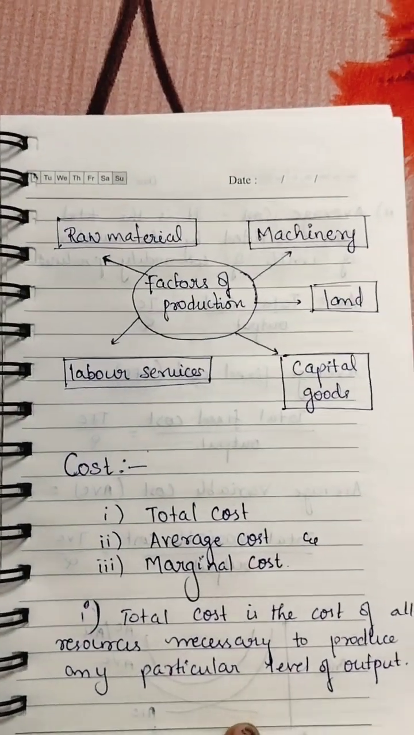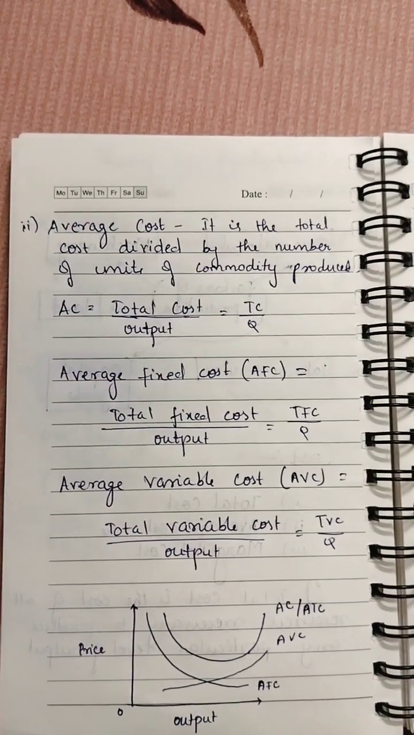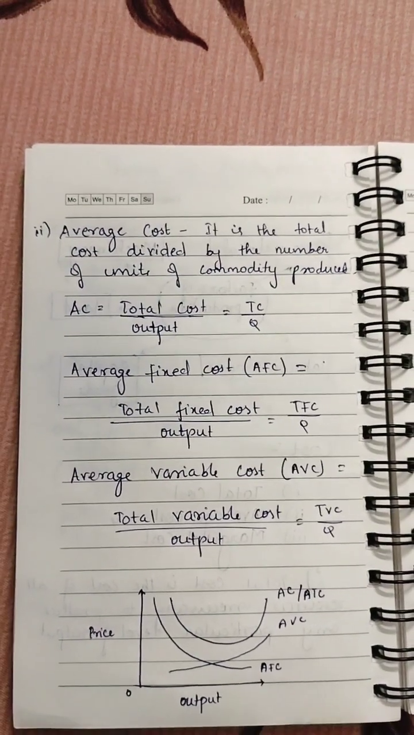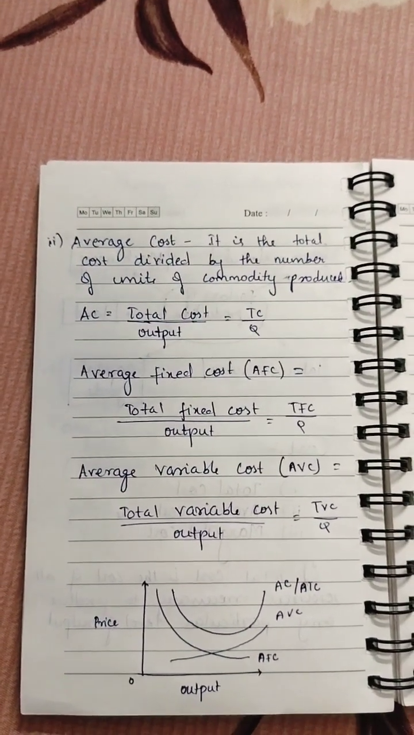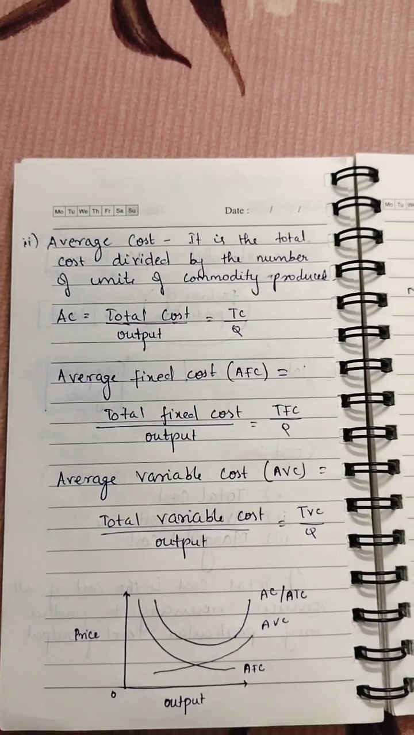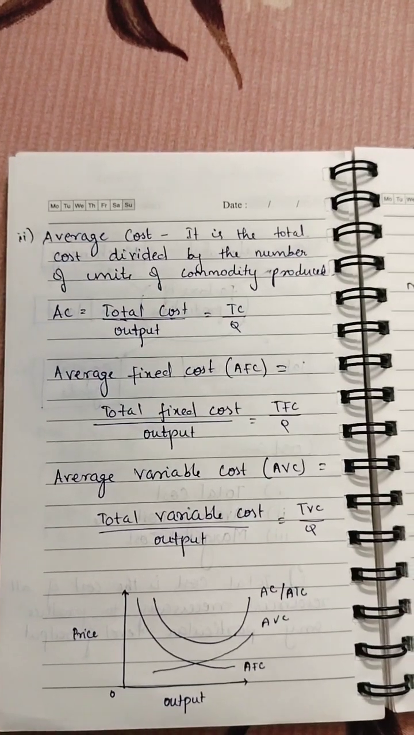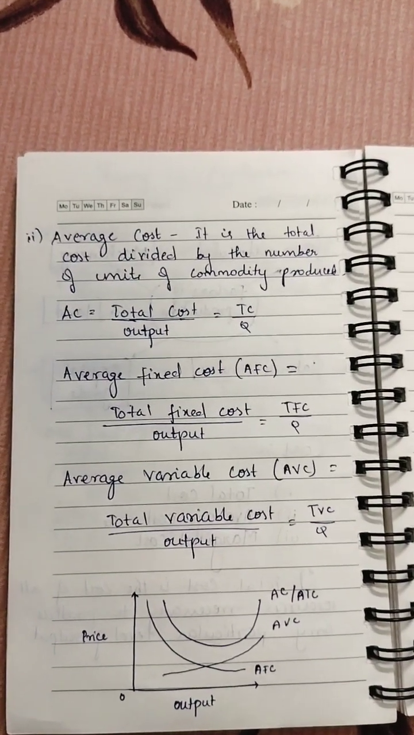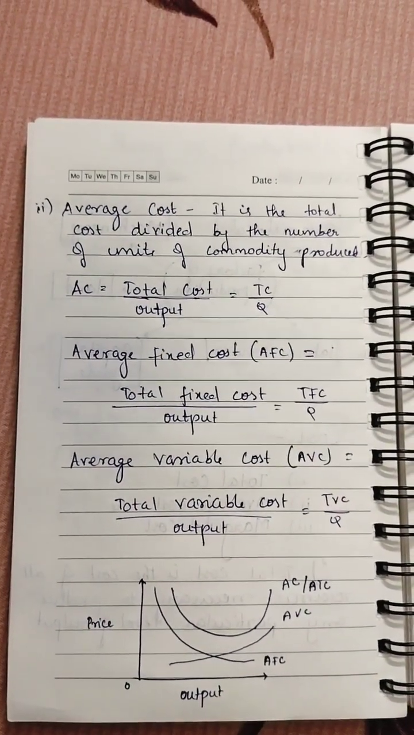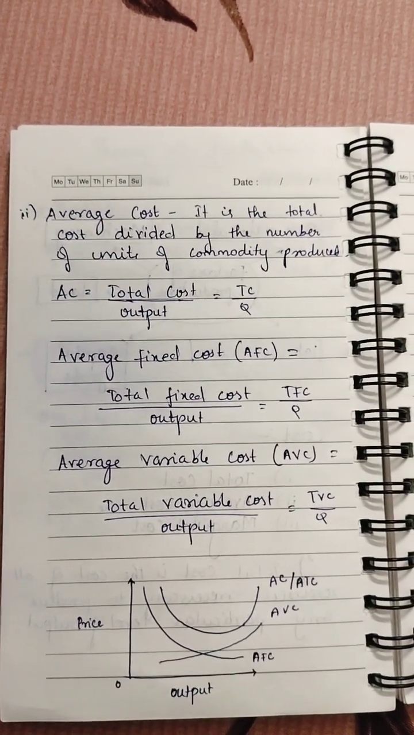So it is the total amount of that particular commodity that is represented as total cost. Next one is the average cost. Average cost is the total cost divided by the number of units of commodity produced. So the average cost is nothing but the cost of that particular 1 unit of commodity. Suppose we are producing bread, the whole stock of the bread is called total cost. But if you want to know the cost of producing 1 unit of bread, that is called average cost. So the formula for average cost is TC by Q, where TC represents total cost and Q represents output.